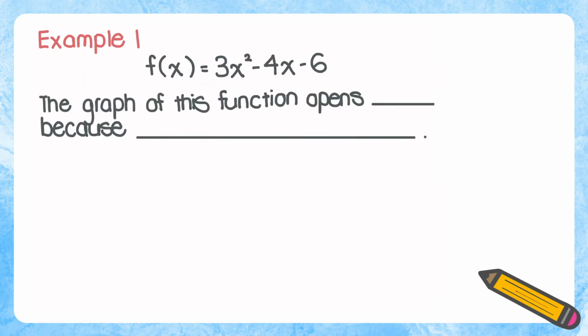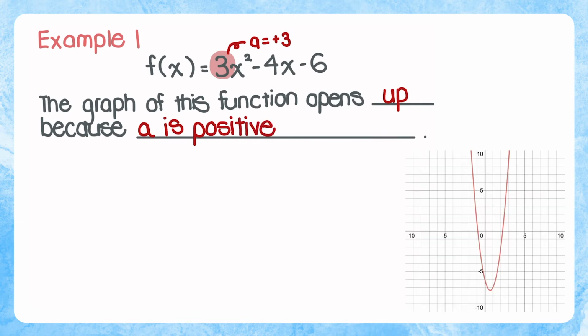We have f of x equals 3x squared minus 4x minus 6. Notice our a value is 3, so it's a positive 3. Again, a equals positive 3. So I know that the graph of this function opens up because a is positive. Notice here our graph opens up.